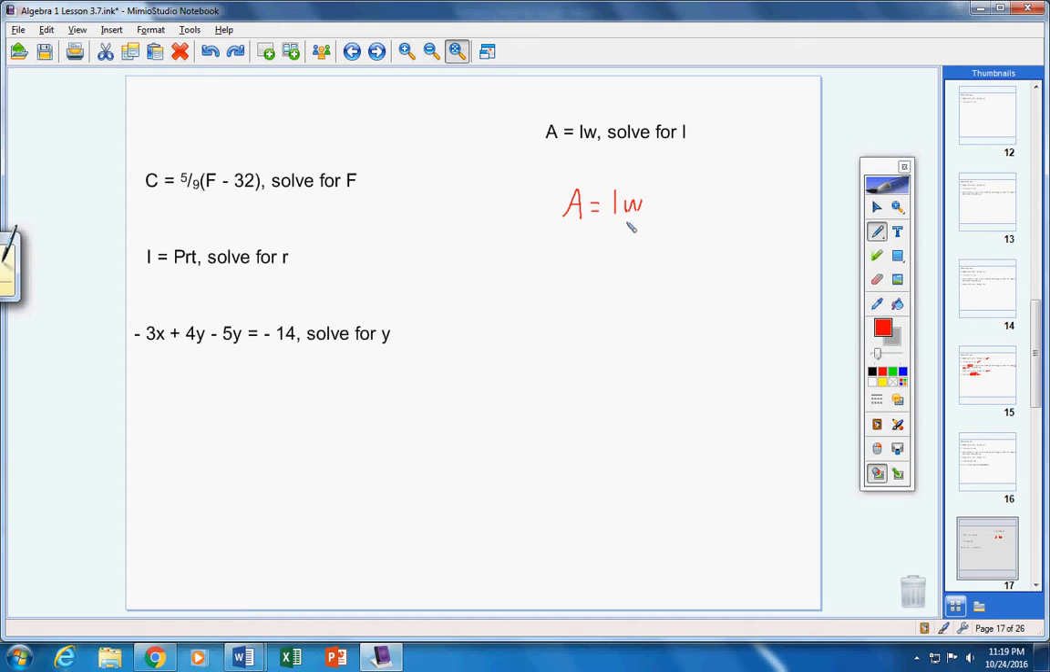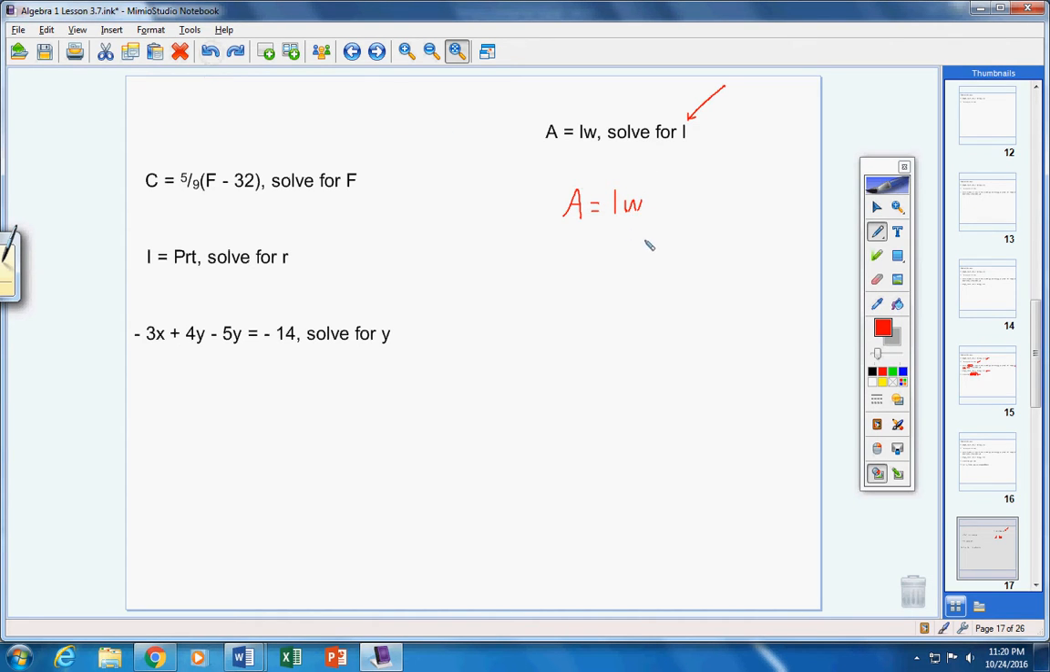Step 2, eliminate fractions. I don't see any. Now, listen carefully to step 3. Move all of the terms that contain the variable you're solving for to one side. So here we go. What variable are we solving for? Everybody see it? L. Let me ask that again. What variable are we solving for? L. Go through and underline all the terms that have an L. This term does not have an L. This one does. So I want to get that term on one side and everything else on the other side.